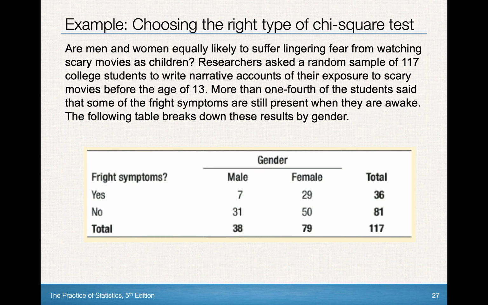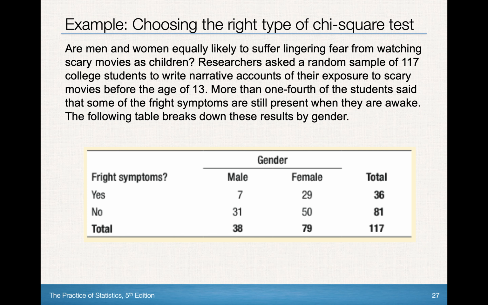The example we're going to do today is: are men and women equally likely to suffer lingering fear from watching scary movies as children? Researchers asked a random sample of 117 college students to write narrative accounts of their exposure to scary movies before the age of 13. For more than 1/4 of the students, some of the fright symptoms are still present when they are awake. The following table breaks down the results by gender.